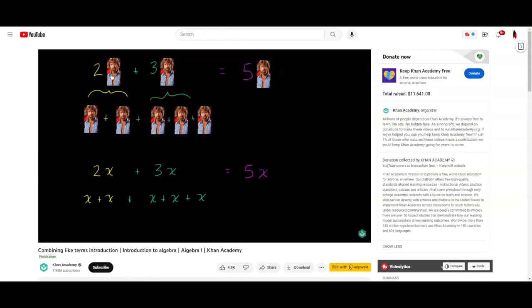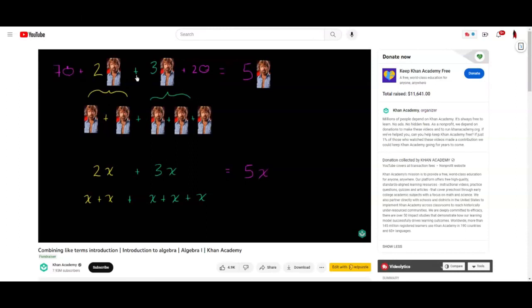Now let's think about this a little bit more. Let's go back to this original expression, the 2 Chuck Norrises plus 3 Chuck Norrises. Let's say we were to add 7 plums over here. So this is my drawing of a plum. So we have 7 plums plus 2 Chuck Norrises plus 3 Chuck Norrises. And let's say that I add another 2 plums here. So what would this whole thing be?